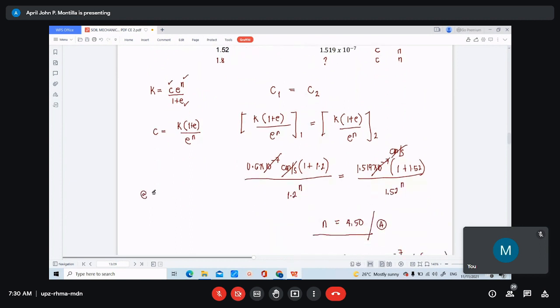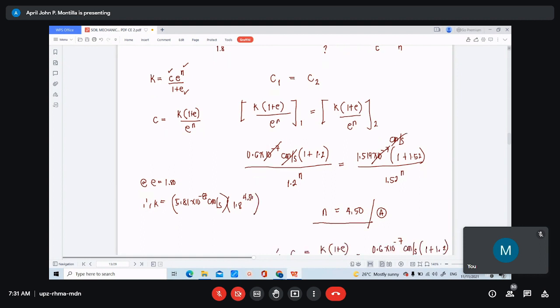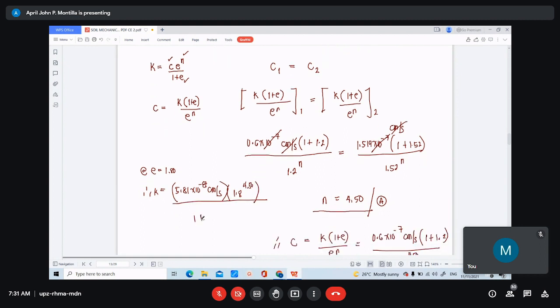Therefore, at a void ratio of 1.8, hydraulic conductivity is equivalent to C, naka-stored value yan, 5.81 times 10 raised to negative 7 or negative 8 centimeter per second, multiplied by void ratio 1.8 raised to n 4.50. Naka-stored value din over 1 plus 1.8.